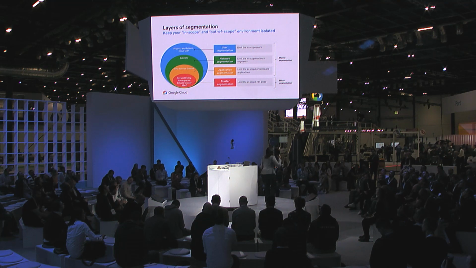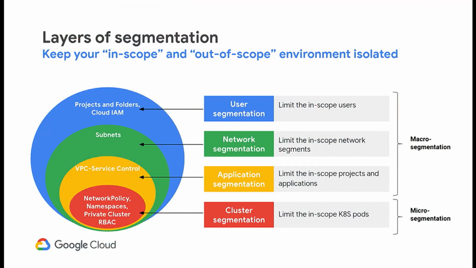So let's pivot to segmentation and how you can define that boundary, going back to Claudio's point. At the macro level, around the cluster, you can segment your users using projects and folders and the Cloud IAM hierarchy that you define. Subnets help you to segment your network. And then VPC Service Controls to do that logical boundary around your applications. And then within the cluster, you would do the things which are in red, which let's double click on it.